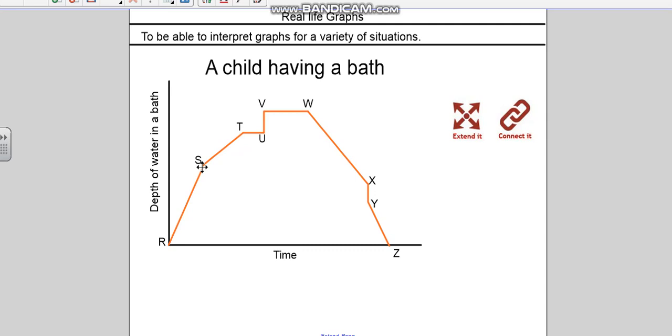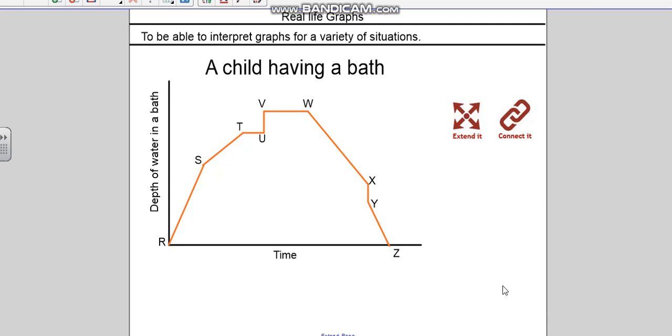Can you suggest what might have happened between S and T, T and U, U and V, V and W, W and X, X and Y, Y and Z. So all I want is a sentence for each section. So I've given you a sentence for R to S that 2 taps are on and the bath is filling quickly. Can you give me a sentence for S to T? Can you give me a sentence for T to U, U to V and so on? Okay, so pause, have a think about that and see how you get on.